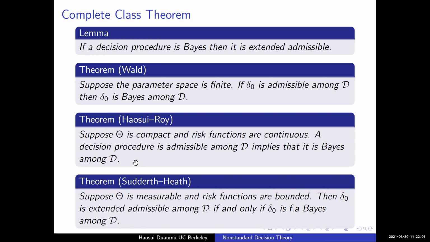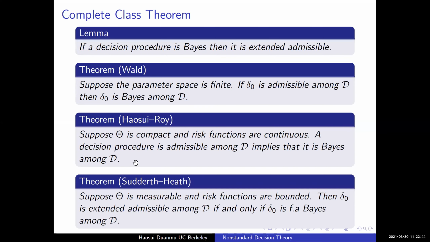The next theorem is an extension of Wald's theorem to decision problems with compact parameter space and continuous risk functions. We will later derive this result as a corollary from our main theorem. So this theorem says that if the parameter space is compact and risk functions are continuous, then for a decision procedure, admissibility implies Bayes optimality. Again, here one can replace admissibility by extended admissibility, and one would get an equivalence between extended admissibility and Bayes optimality.